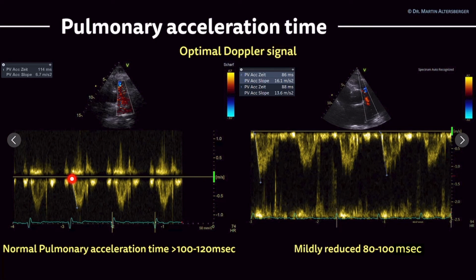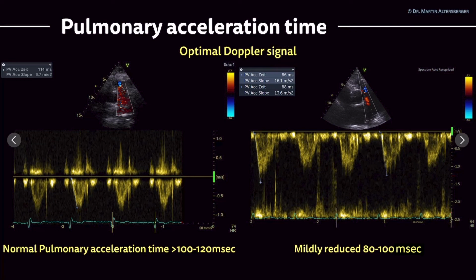If the Doppler signal is optimally aligned, you can also perform optimal measurements. Sometimes it's not that clear, so you have to perform several measurements or just save several beats to measure it several times. In this case, again, you see a normal pulmonary acceleration time. On the other hand, you see here a reduced pulmonary acceleration time. Here it is between 80 to 100 milliseconds, approximately 86, 88, so I would say 87 lies in the middle here. So when you have this kind of measurement, it's definitely reduced.